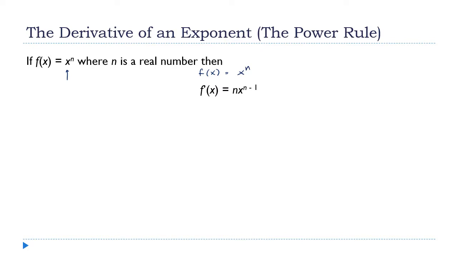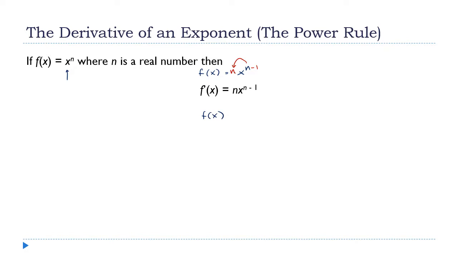So what my rule is saying is we take the exponent and we bring it down in front and we reduce the exponent by 1. And that's all it takes. That gives me the derivative of this thing. So we're going to look at a bunch of examples of this before we're done with this lecture. But let's just look at one quick one here just to see this in action.